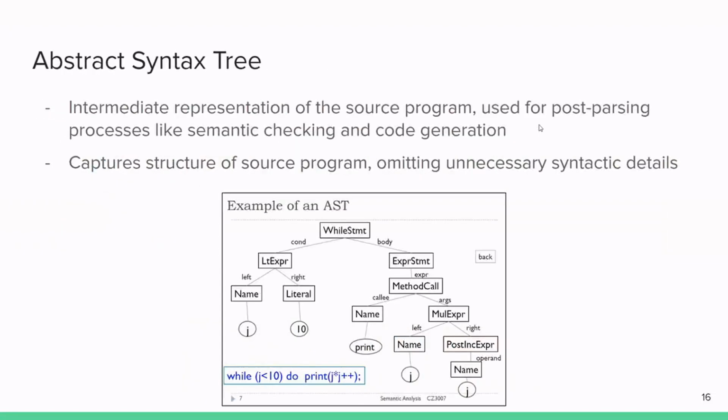For Labs 3 and 4, an abstract syntax tree is required. So this AST serves as an intermediate representation of the source program and is used for post-parsing processes like semantic checking and code generation, which are Lab 3 and Lab 4 respectively. So this AST captures the structure of the source program and it omits unnecessary syntactic details. An example is as follows.